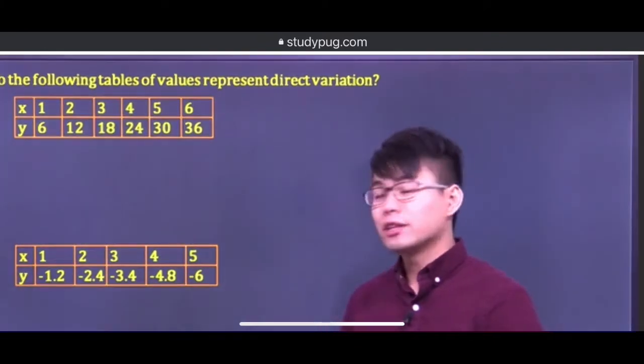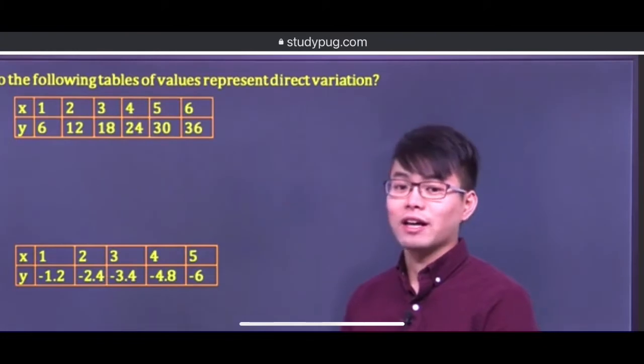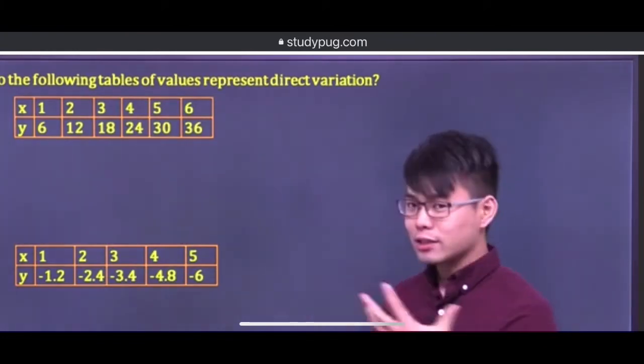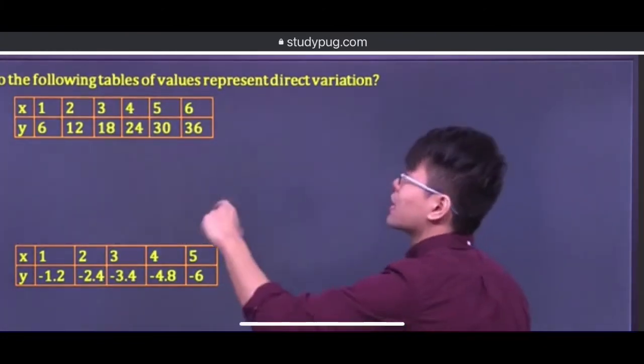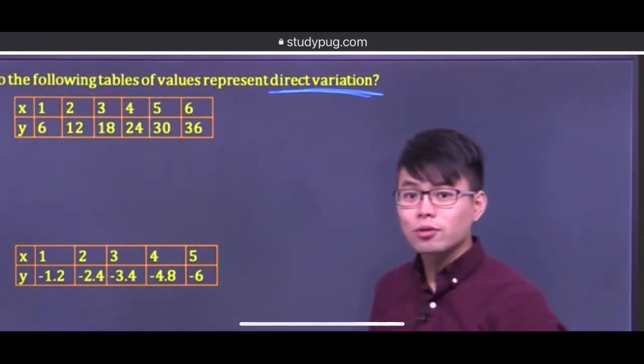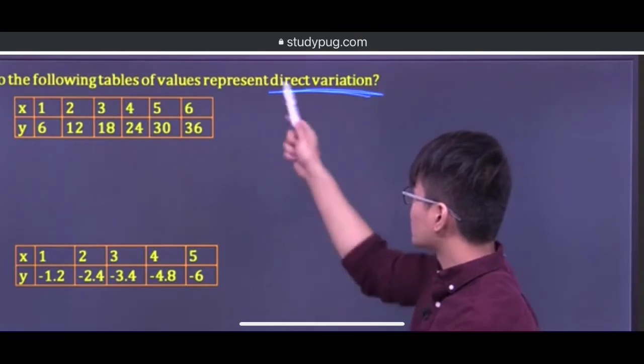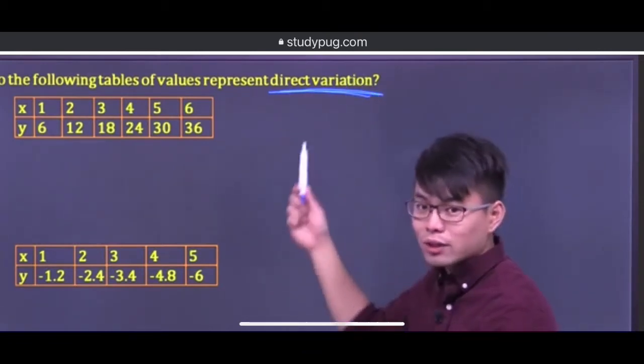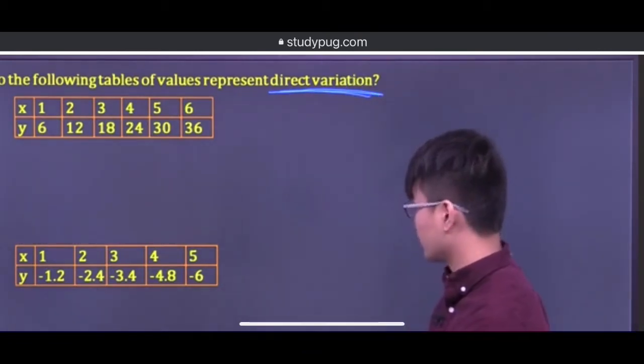For this question here, we have two tables of values, okay? And the task is to determine whether they represent this thing called direct variation. So let's quickly go over this. What is this thing here? Let's quickly go over the definition of direct variation.